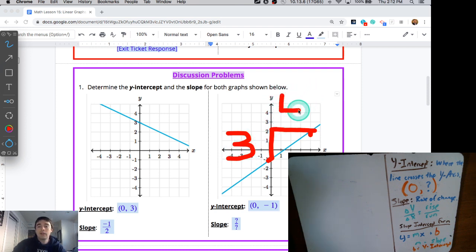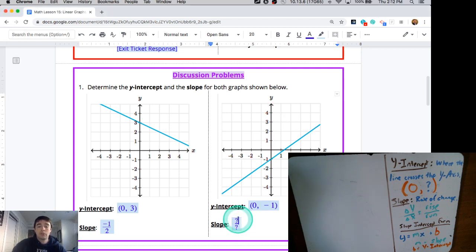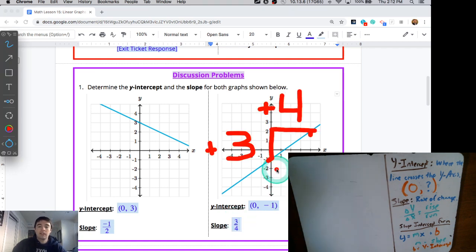And the run is a plus 4. So for this blue line, it's going up by 3 units. The y is gaining 3 every time it moves right by 4. So that gives us a slope of 3 over 4. And again, right there, that's kind of how we measure our slope of 3 over 4.